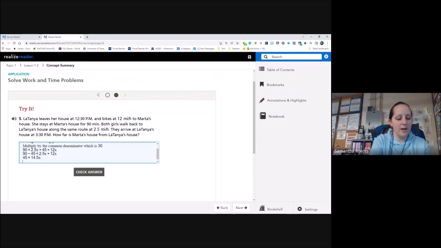So 45 divided by 14.5 gives me 3.1 approximately. Okay. So Marta's house is about 3.1 miles from LaTanya's house.